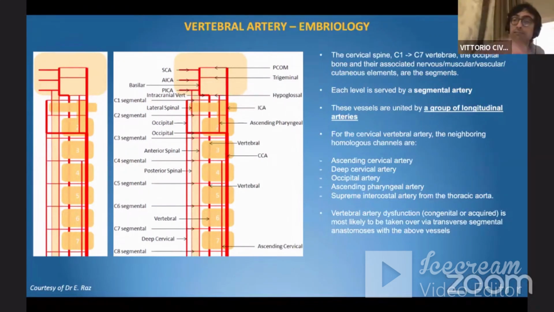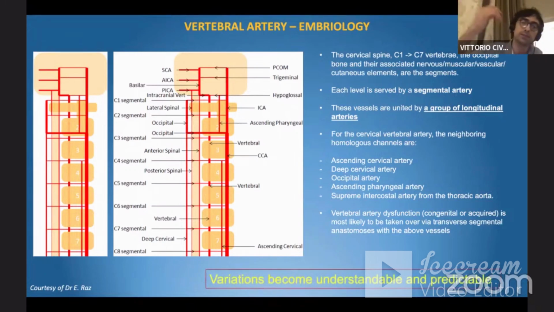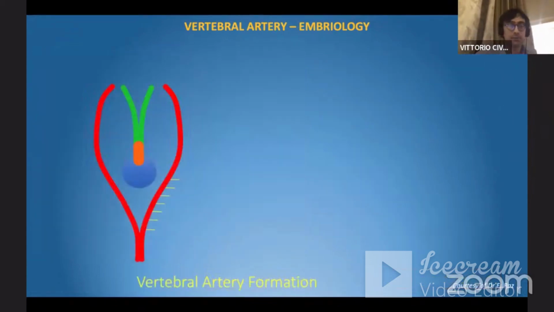So any vertebral artery dysfunction, whether congenital or acquired, is most likely to be taken over by this transverse segmental anastomosis of the Abramowitchian vessels. And so the variations become very understandable and predictable. And this is a representation scheme.